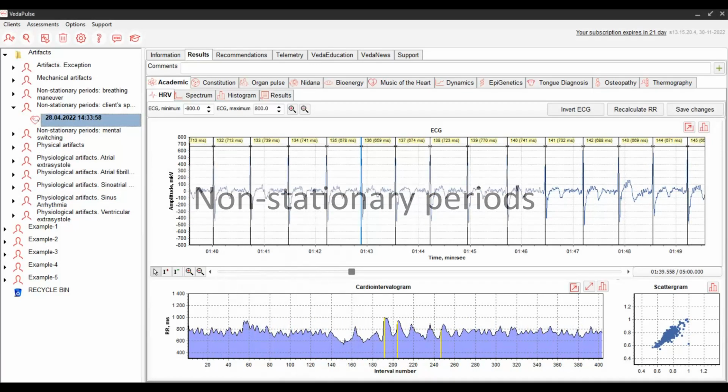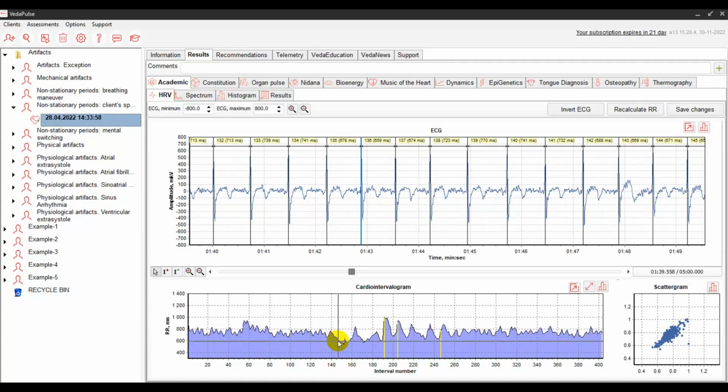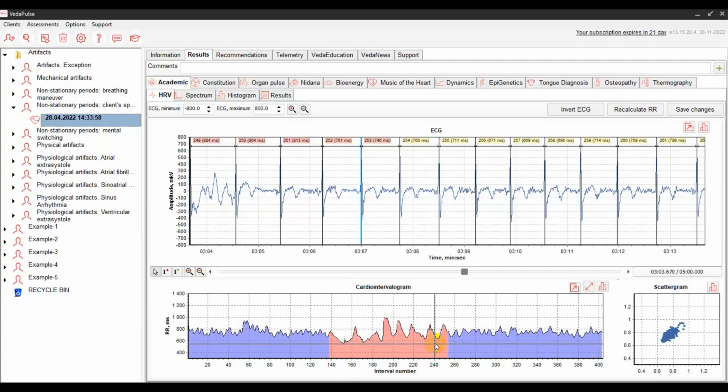Non-stationary periods. It may seem that the next type of artifacts is hard to detect, since the software does not see these cases and does not mark them in yellow. Please make sure to pay attention to the next part and memorize it. This group of artifacts is called non-stationary periods. Let's start with the artifacts caused by the client's speech. Their sign is a long, gentle, descending slide on the cardiointervallogram. When speaking, the breathing pattern changes significantly. Such areas should be excluded from the examination.